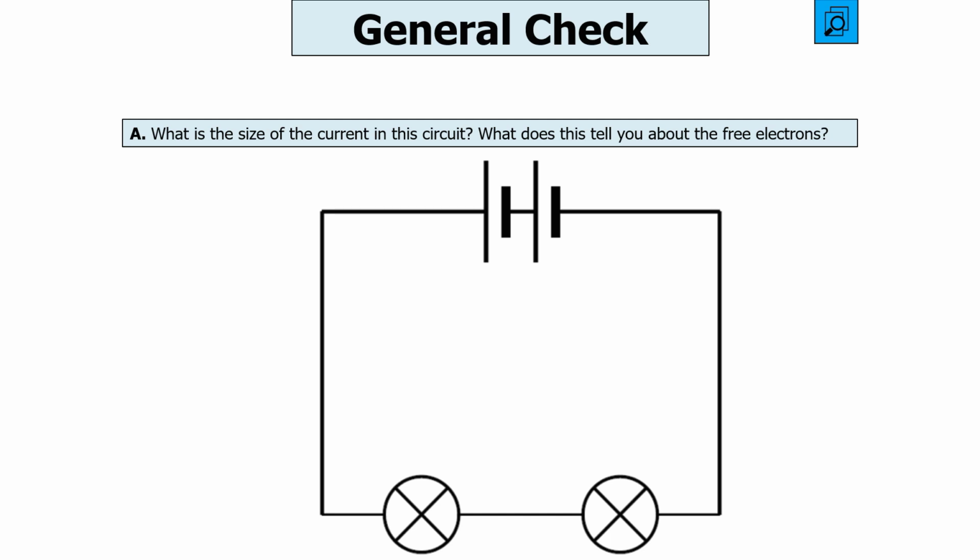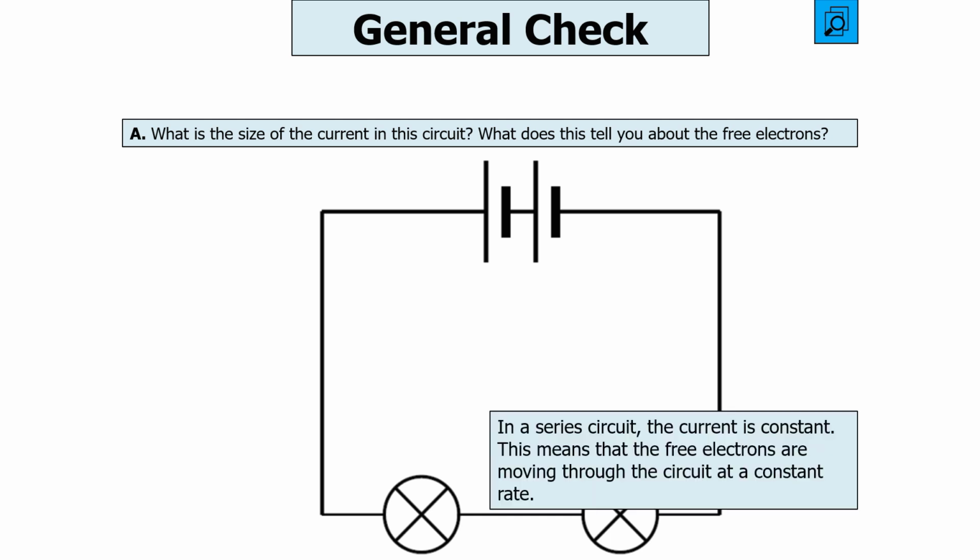The next question says, what is the size of the current in this circuit, and what does this tell you about the free electrons? Pause the video now, then unpause the video when you want to go through your answer. Well, in a series circuit, the current is constant. So this means that the free electrons are moving through the circuit at a constant rate.